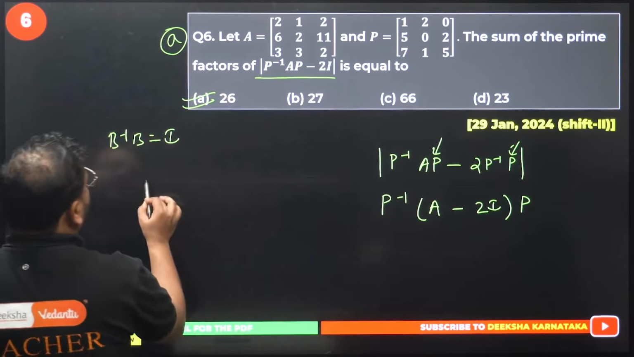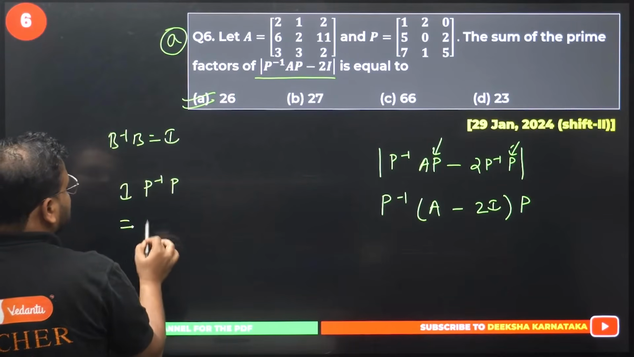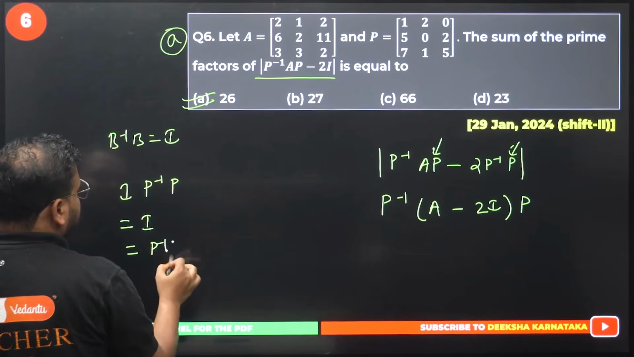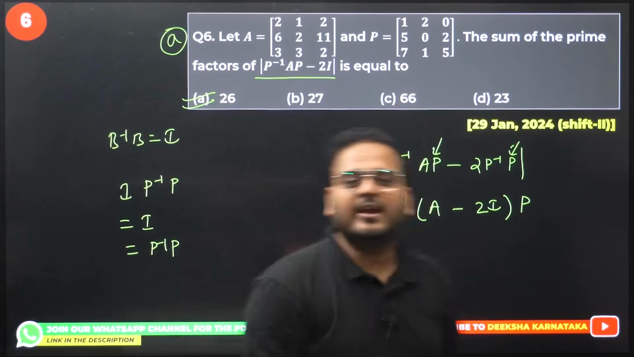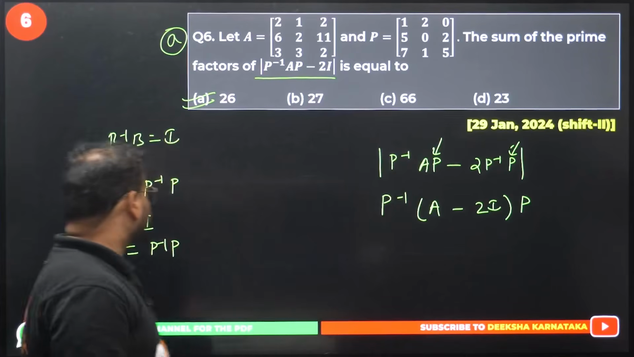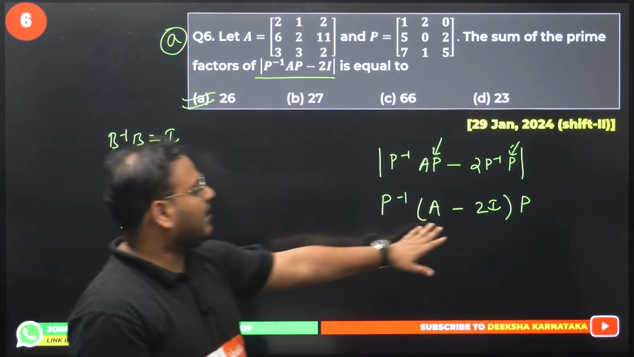How come, sir? If I write P inverse P into I, isn't this basically the same as I, or the same as simply P inverse P? Correct, right? This is okay. P inverse P or I P inverse P is the same result. Okay. So we have this condition left now.